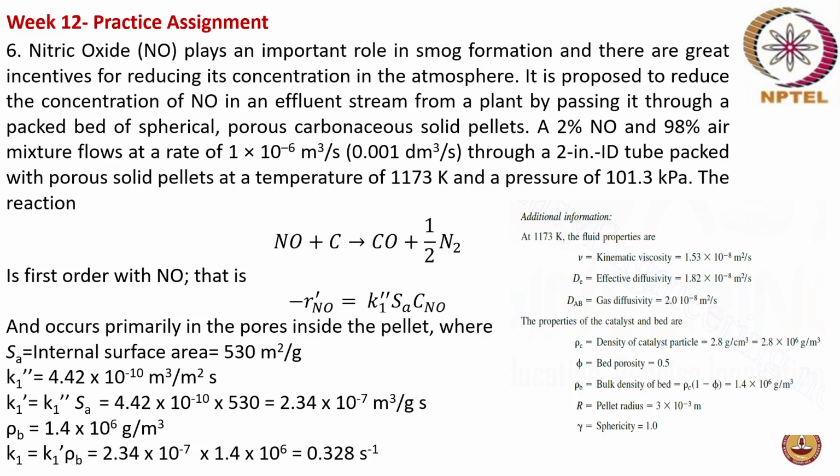The properties of the catalyst and the bed are also given, where the density of the catalyst particle is 2.8 × 10^6 gram per meter cube. The bed porosity is 0.5. The bulk density of the catalyst bed is 1.4 × 10^6 gram per meter cube. The radius of the catalyst pellet is 3 × 10^-3 meter, and the sphericity of the catalyst pellet is 1. That means it's a spherical catalyst.